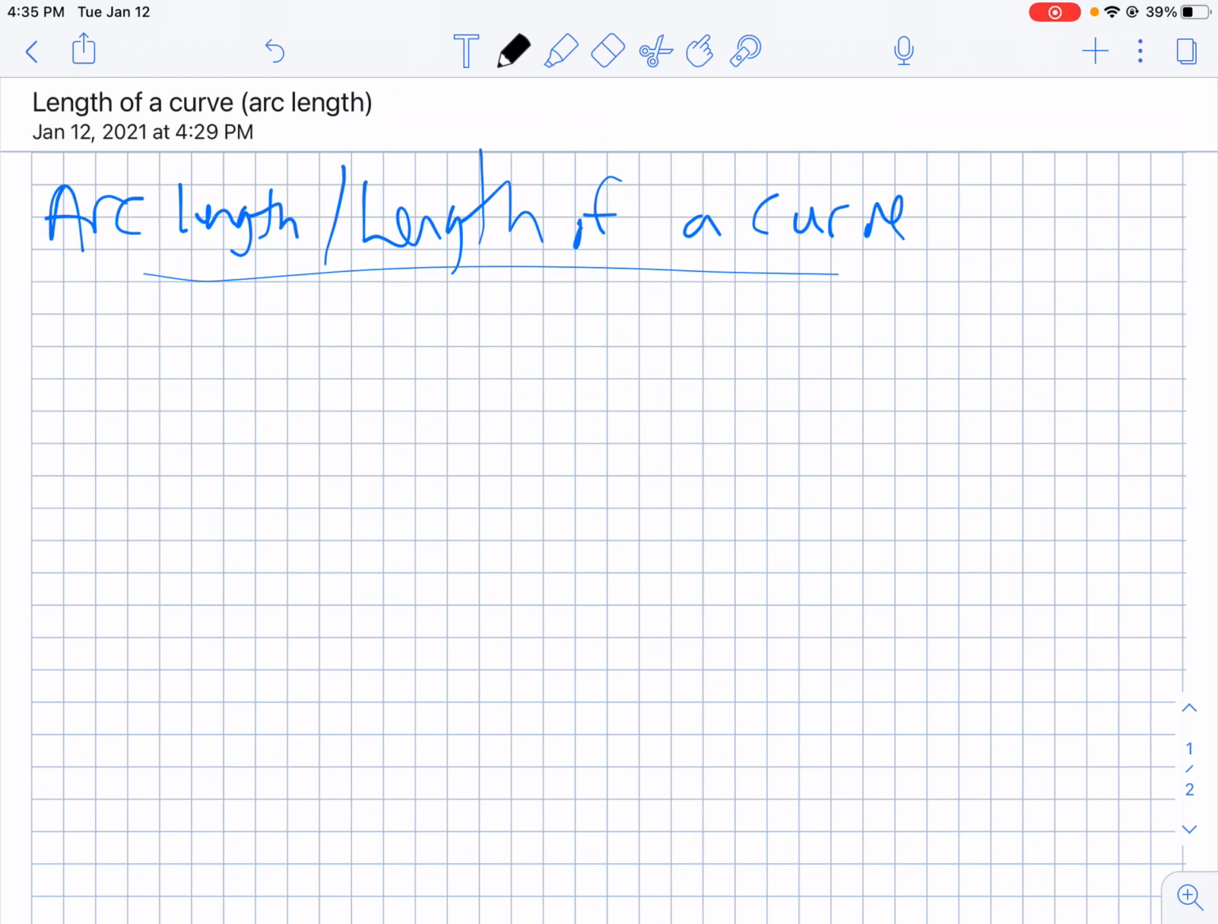Alright guys, so today in our lesson we're going to talk mainly about how we find the length of a curve, a parametric curve and then just a regular function curve. But before that, I want to start with something that is seemingly unrelated, but obviously is clearly related.